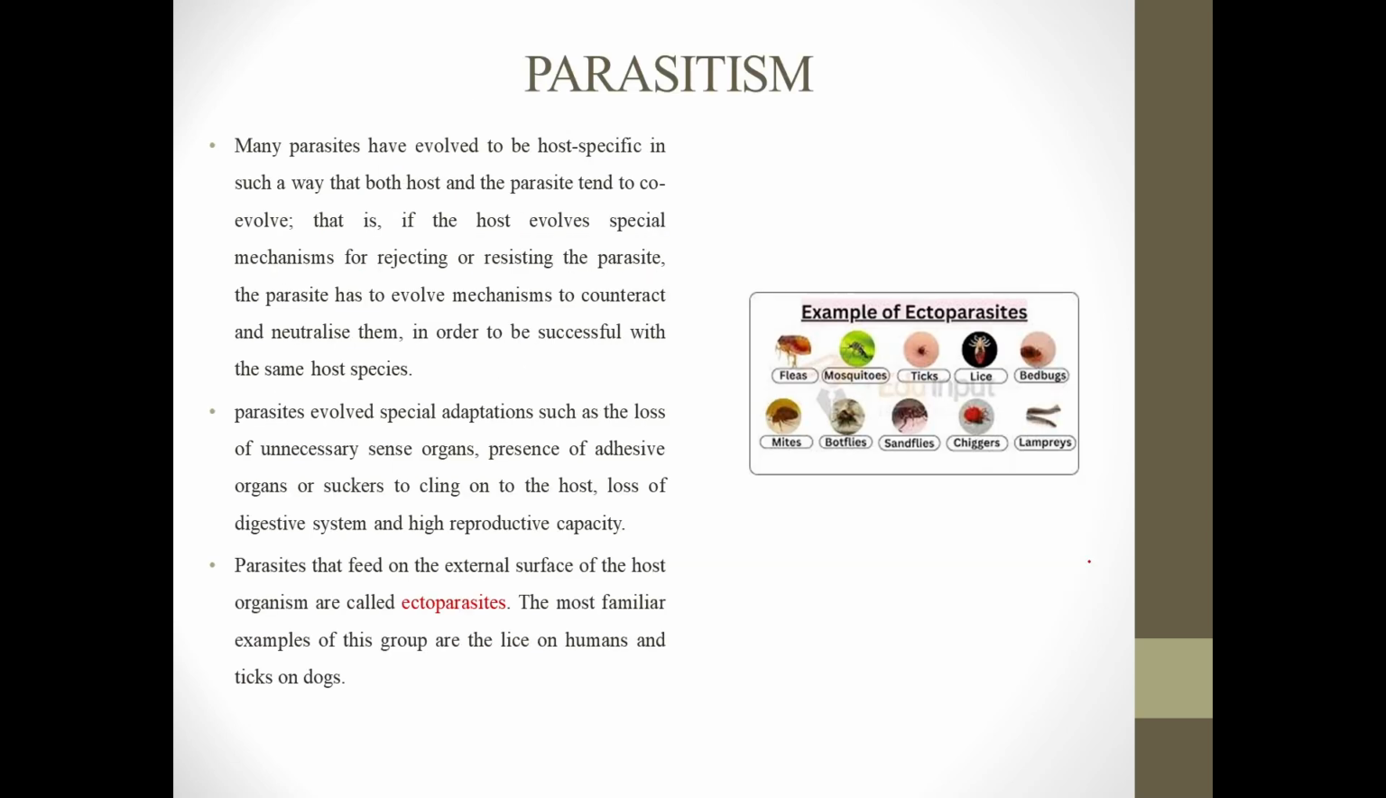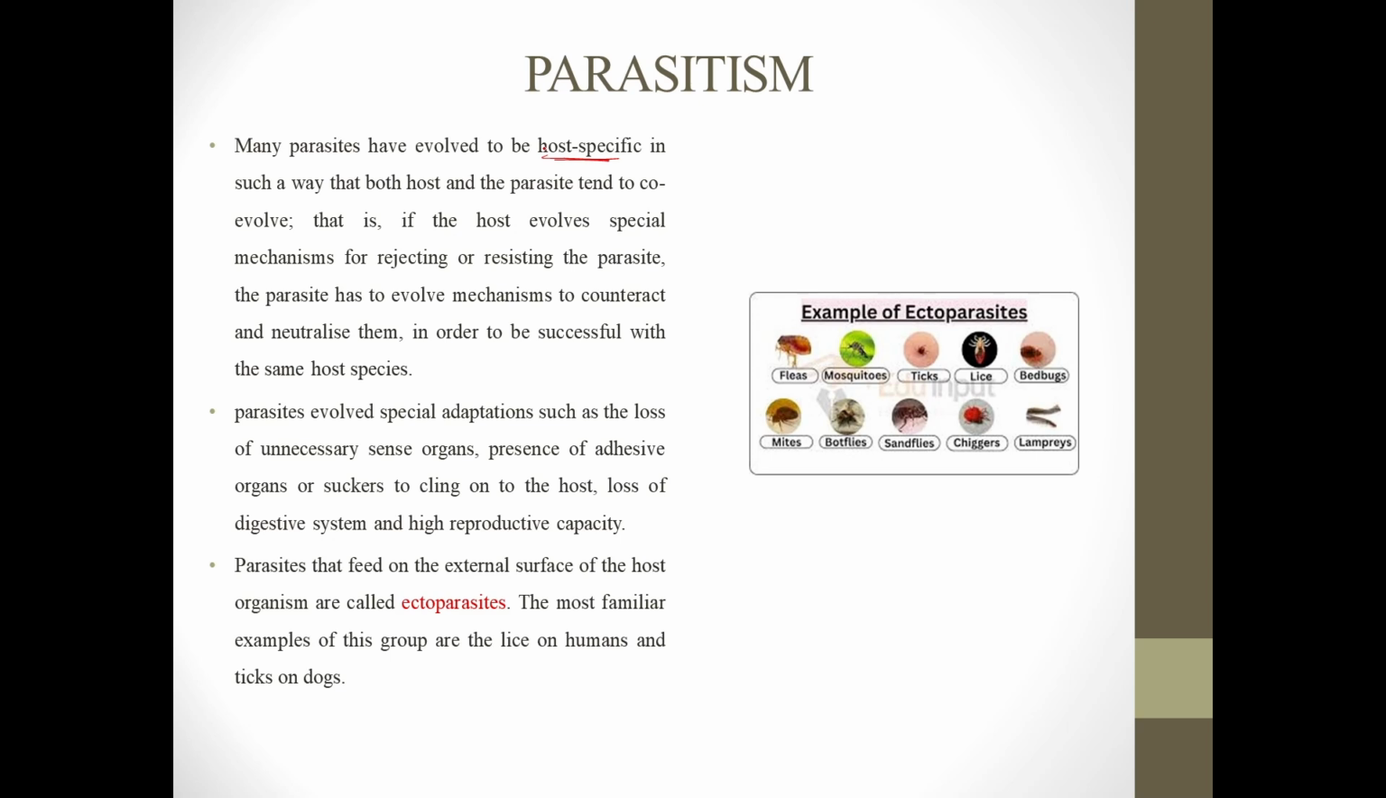Now the next is parasitism. Many parasites have evolved to be host specific, in such a way that both the host and parasite tend to co-evolve. Similar to predation, in parasitism, it is seen that the host also evolves special mechanisms for rejecting and resisting the parasite. In counterpart to that, the parasite has to evolve mechanisms to counteract and neutralize them.